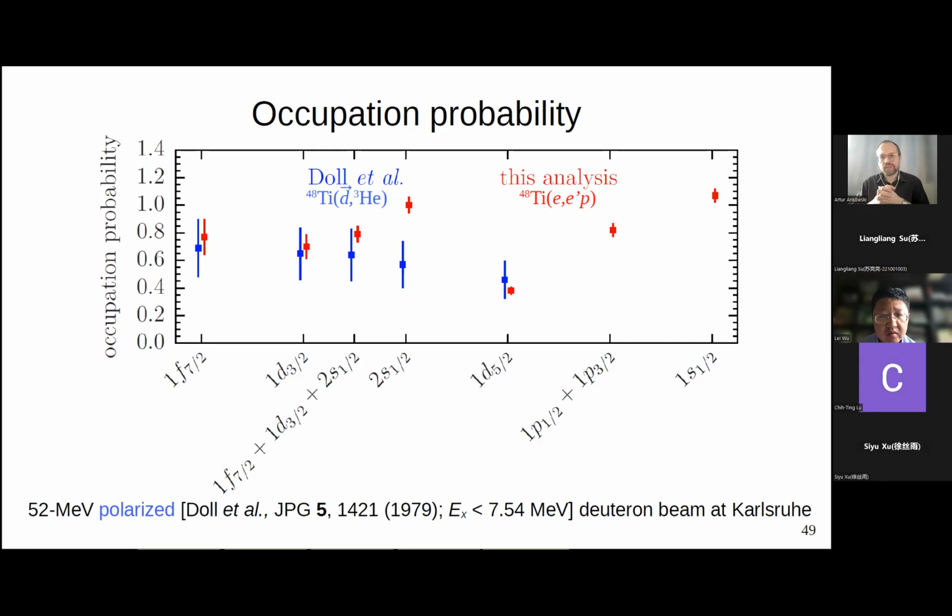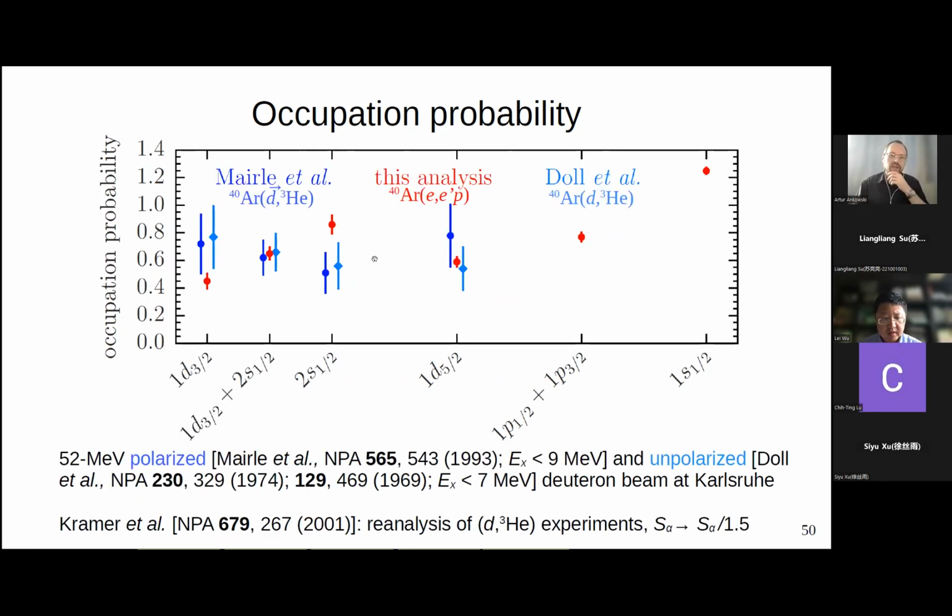When we look at argon again, the result for the 2S1/2 shell is too high from our extraction than the past results, and the results for the D shells in our results are lower than from the past extractions. When we combine the first two shells, which are in this case distant by only 0.5 MeV, our result is in very nice agreement with the past extraction.